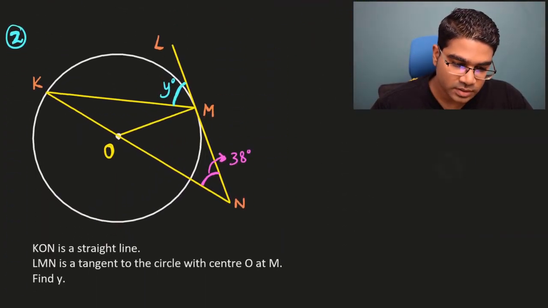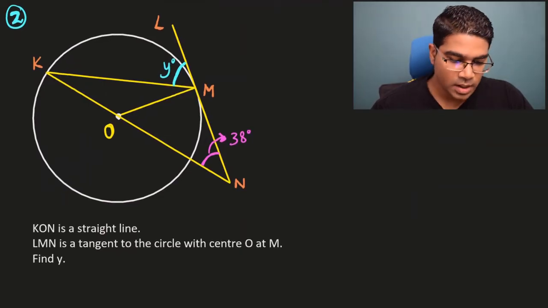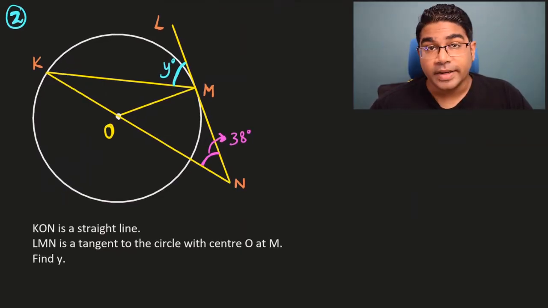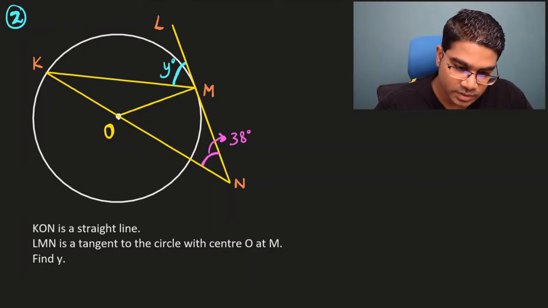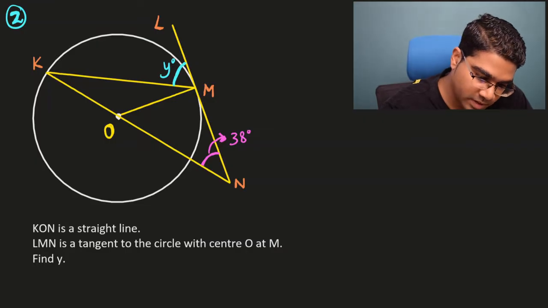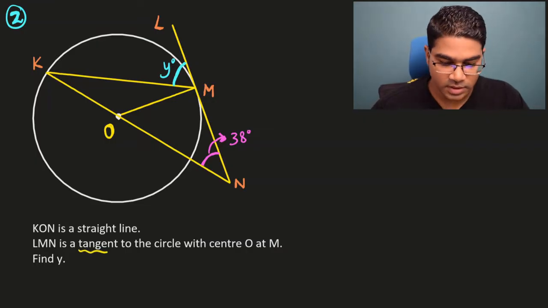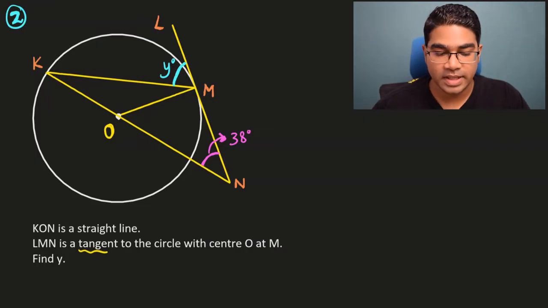Let's move on to circles. Let's look at this question. KON is a straight line. Never assume it is a straight line unless it's stated in the question. LMN is a tangent. So this is our keyword here. We have a tangent to the circle with center O at M, the tangent at M.